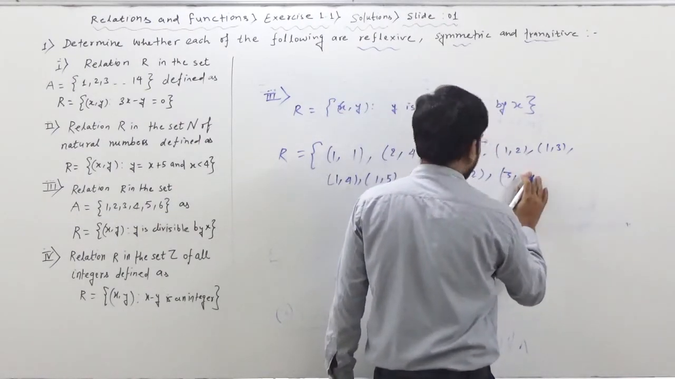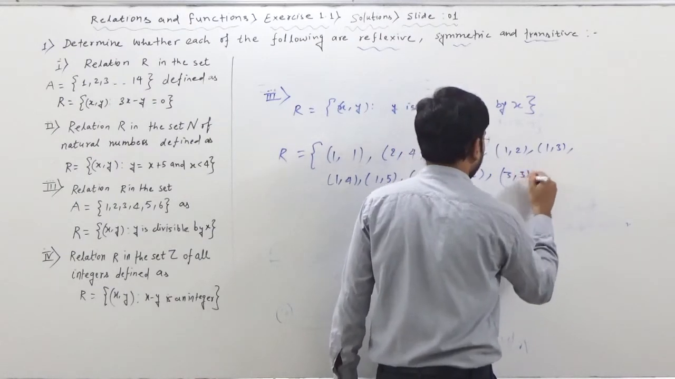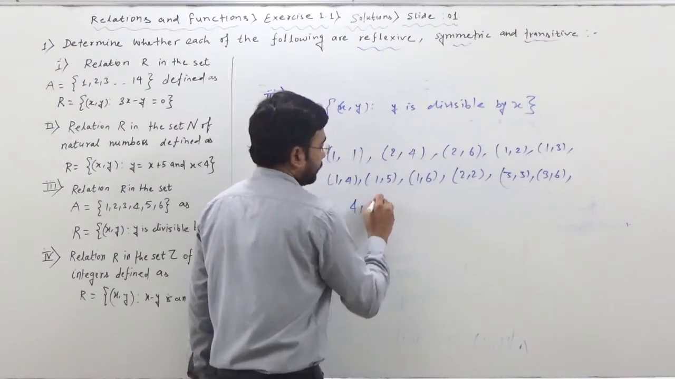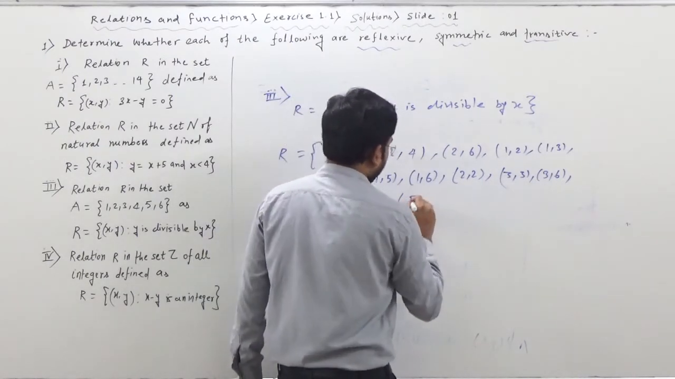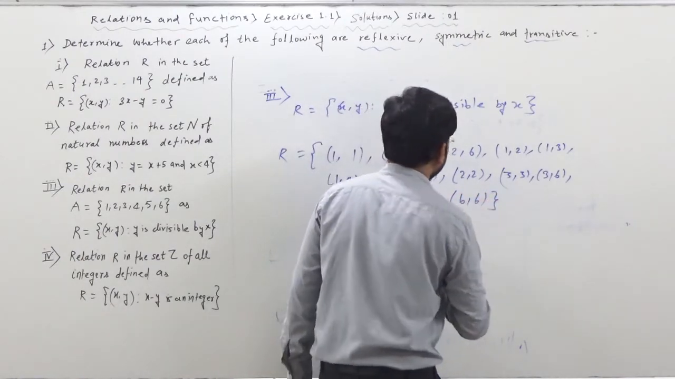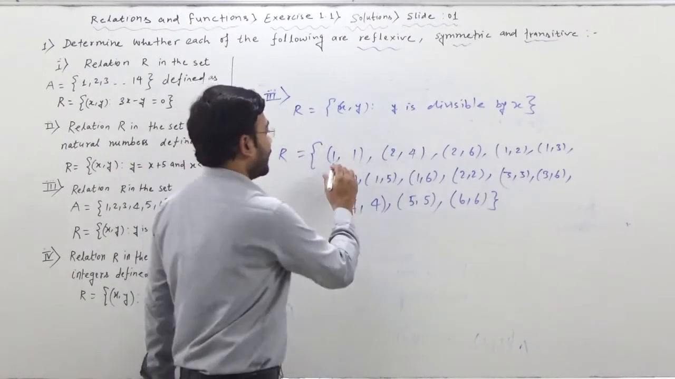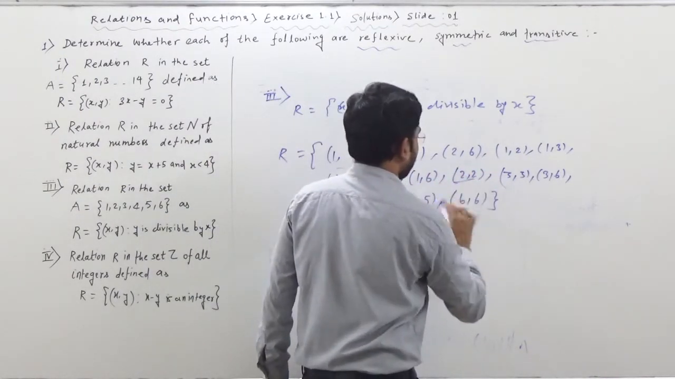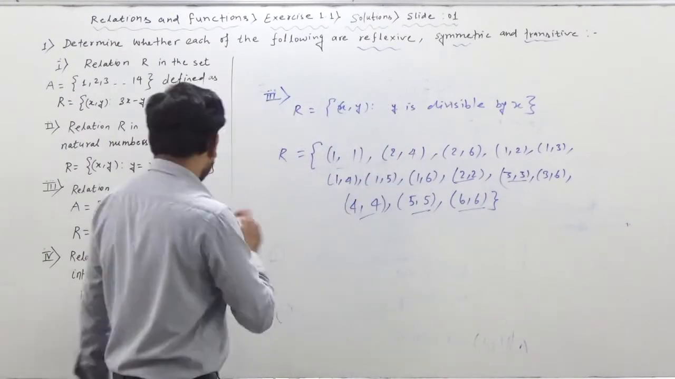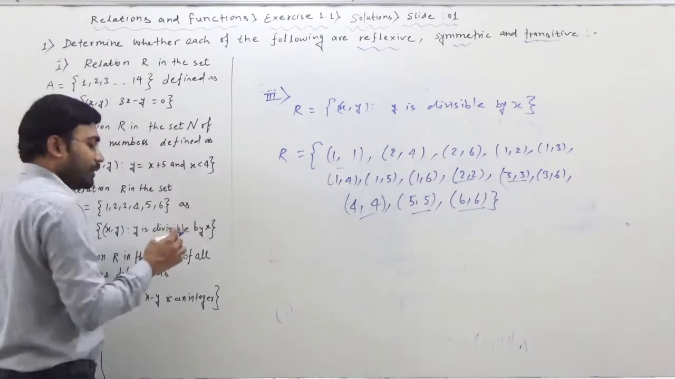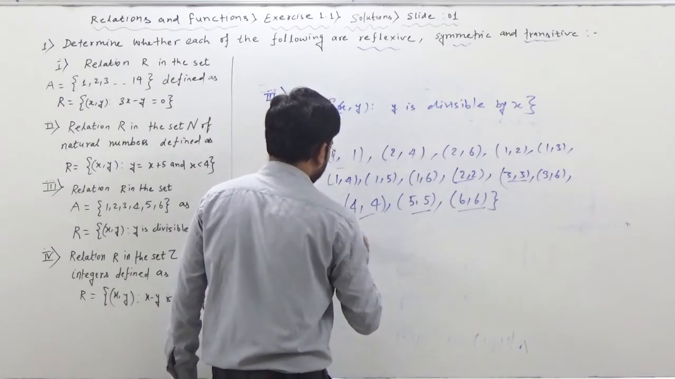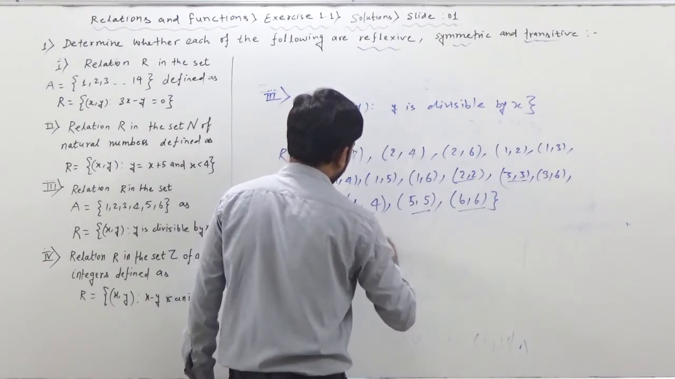Now (3, 1) and (3, 2) cannot be there, (3, 3) can be possible, (3, 6) can be possible. Now (4, 4) can be possible, nothing else. (5, 5) can be possible, and (6, 6) can be possible. So here (1, 1), (2, 2), (3, 3), (4, 4), (5, 5), (6, 6). All elements in set A have their same image, right? So here this is going to be reflexive.